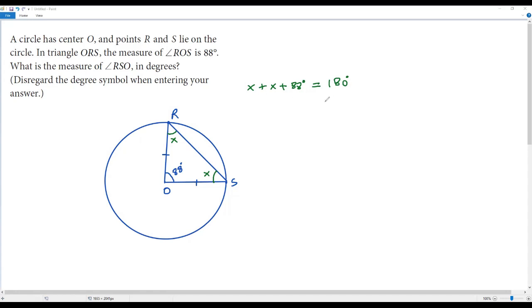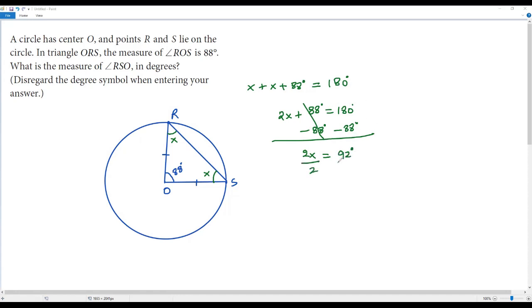Now let's solve for x in this equation. When I combine this x and x, I am getting 2x. Then we have plus 88 degrees equals 180 degrees. Let me subtract 88 degrees from both sides of this equation. Then this positive value and negative value will cancel out. I am getting 2x on the left side. When I simplify this one, I am getting 92 degrees.